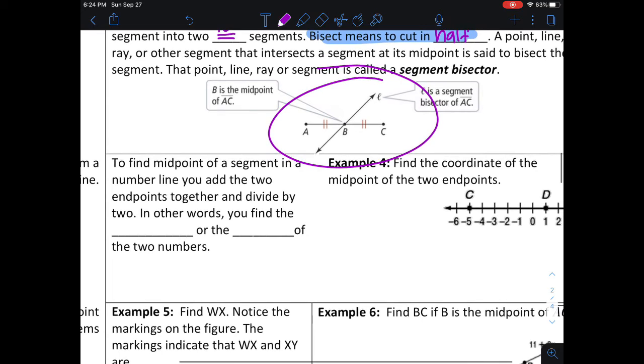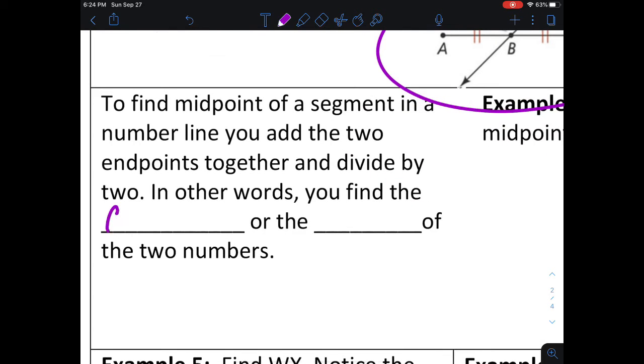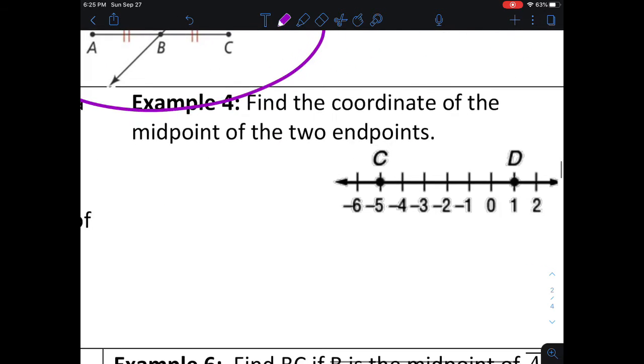All right, to find the midpoint of a segment in a number line, just add the endpoints together, divide by 2. Okay, we call that an average. I don't know if you all remember that from middle school, but when you do that, you're averaging or finding the mean. Okay, so let's take an example.